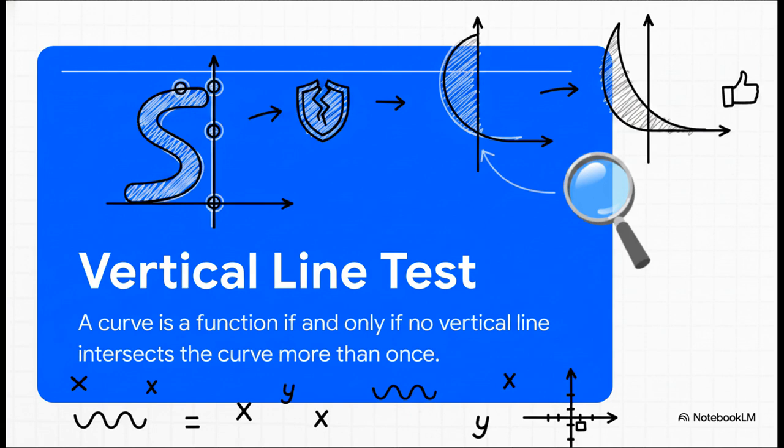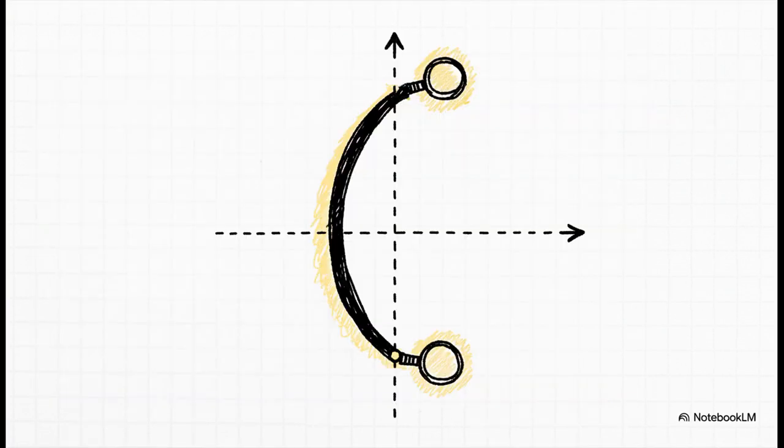It fails because that vertical line represents a single input, and every time it crosses the curve, it's hitting a different output. So if we run that test on our right opening parabola at the number 2 on the x-axis, that vertical line cuts directly through two distinct points. One is above the axis, one is below. This simple visual trick perfectly proves that the input of 2 has two different outputs, and just like that, it mathematically fails to be a function.